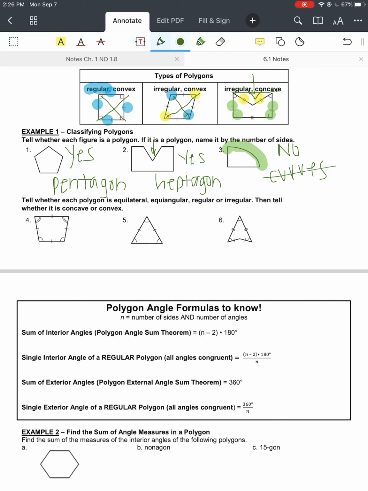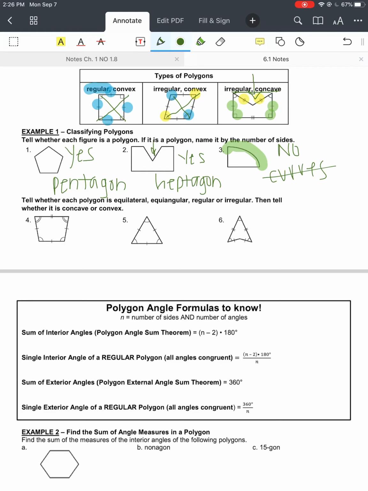You're not allowed to have curves. So no curves in polygons. So yes, a circle is not a polygon. It is a shape, but not a polygon. Now let's determine if it's equilateral, equiangular, regular, irregular, and then concave or convex.